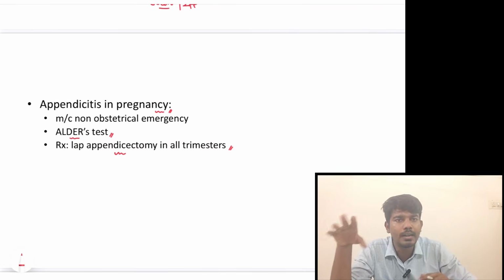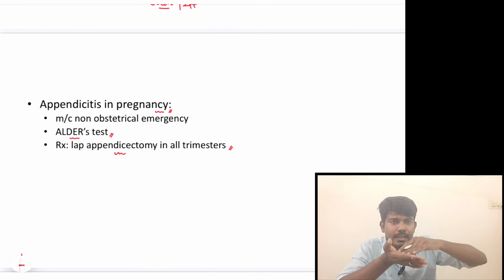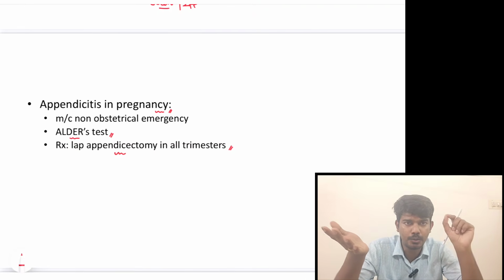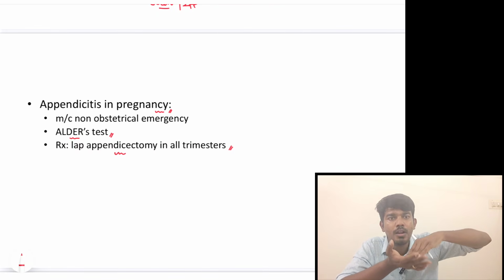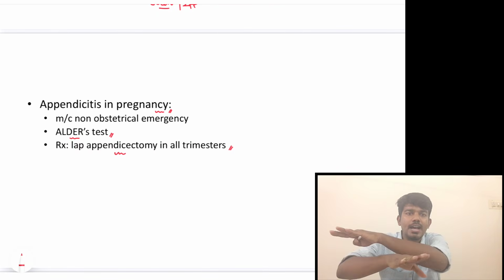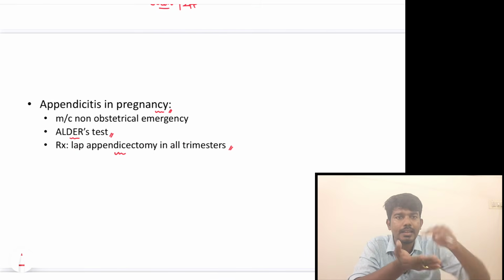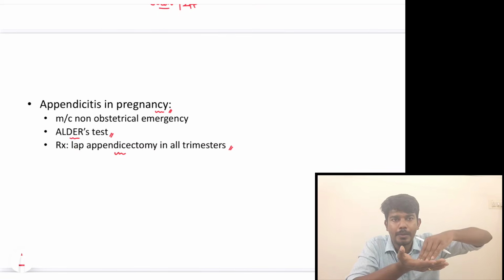Also, what Alder's test does is we go and palpate the point where the patient has maximum tenderness. There we give pressure. The patient is asked to lie down in a supine position. Now we palpate the area where the patient has the maximum tenderness, and we keep the pressure there.